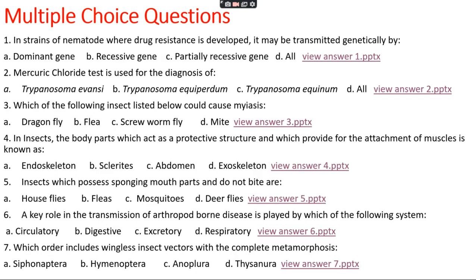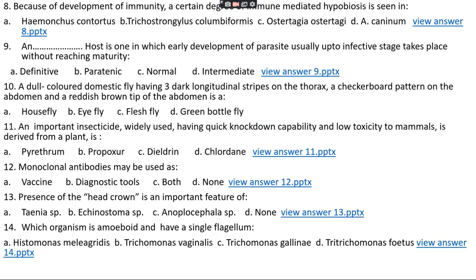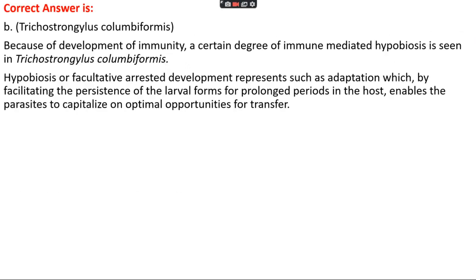Question number 8. Because of development of immunity, a certain degree of immune-mediated hypobiosis is seen in option A, Haemonchus contortus. Option B, Trichostrongylus colubriformis. Option C, Ostertagia ostertagi. Or option D, Ancylostoma caninum. The right answer is option B, that is Trichostrongylus colubriformis.